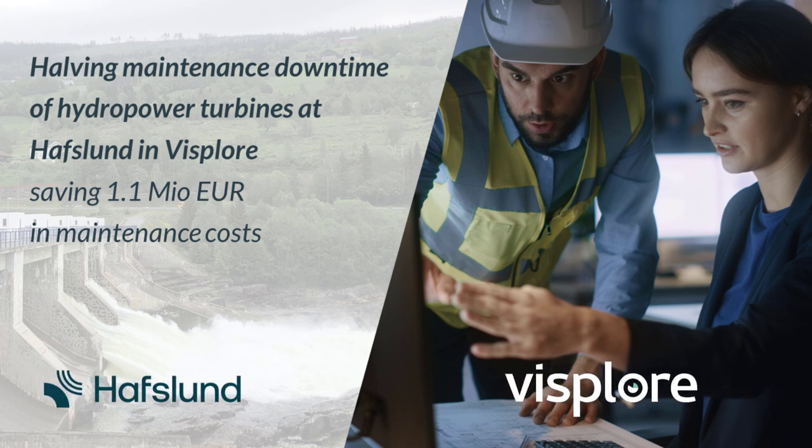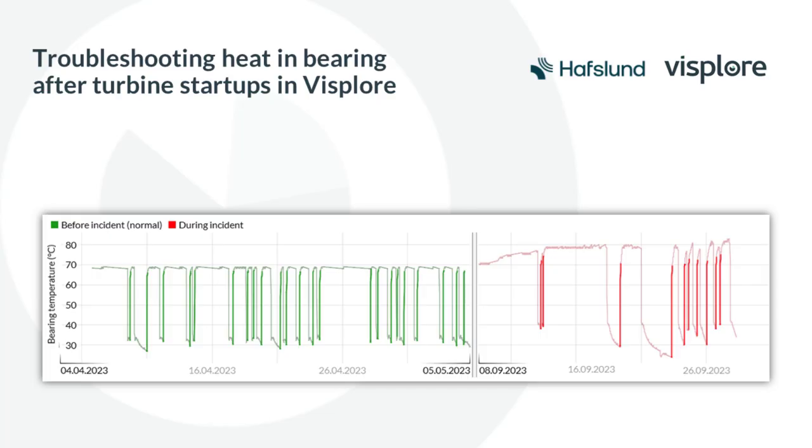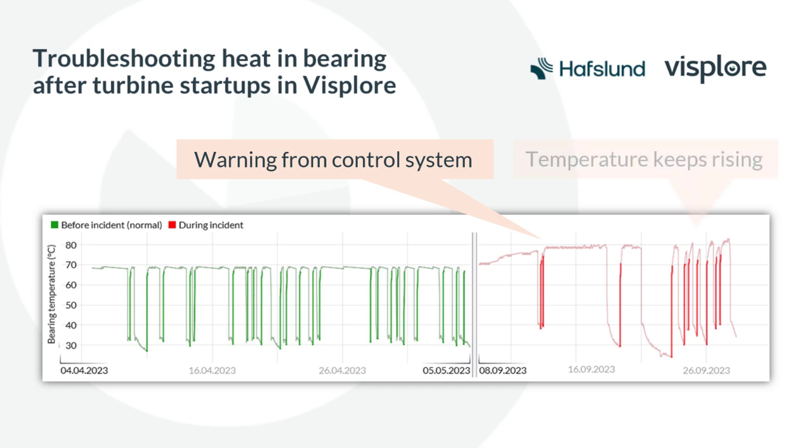Hi! This video shows how the Norwegian hydropower operator Hafslund saved 1.1 million euro of maintenance costs by using Visplore. In one of their hydropower plants, a guide bearing in a turbine was in danger of overheating. The field operator saw a heat warning during the startup of the turbine. And also after the next startups, the bearing temperature kept rising and rising.